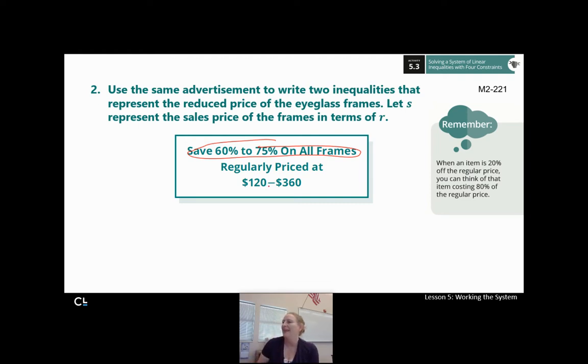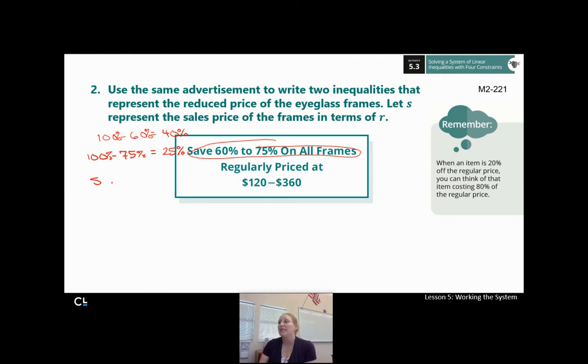All right. Keep in mind, all percents are out of 100. So if I save 60%, I'm actually paying 40%, right? And that means that if I save 75%, so if it's 75% off, I'm still paying, I want all my percent signs in there, I'm still paying 25%. So when I write my inequalities, the sale price has to be between 25 and 40%, right?